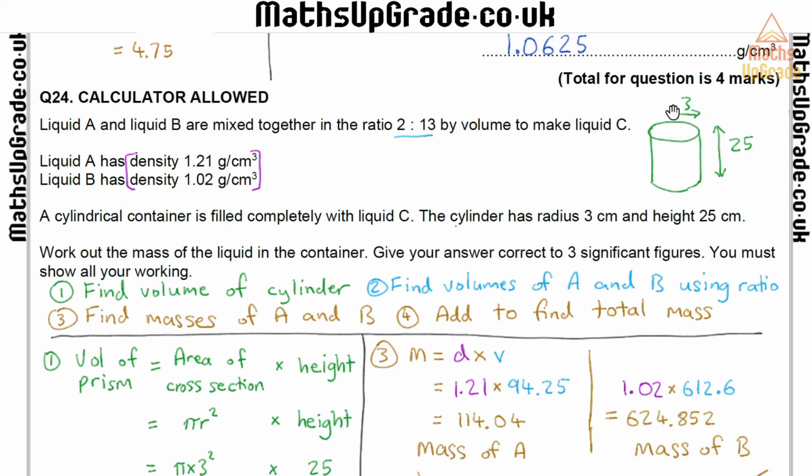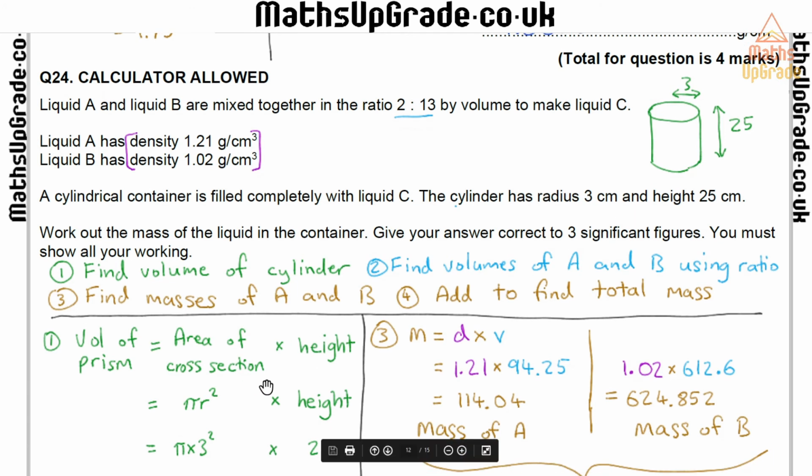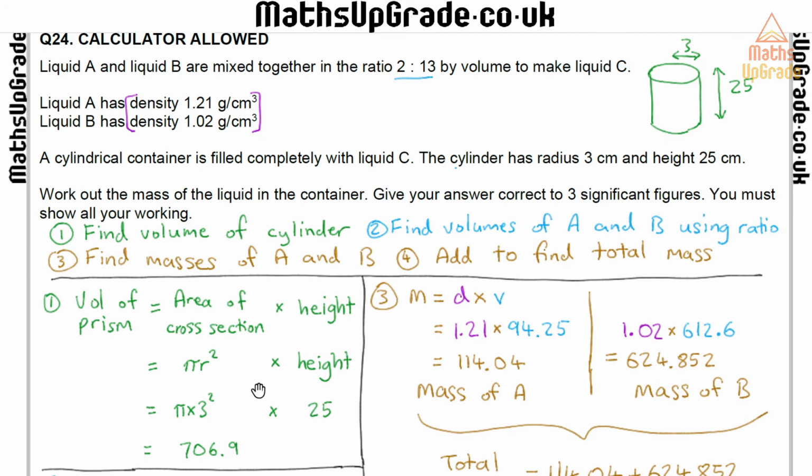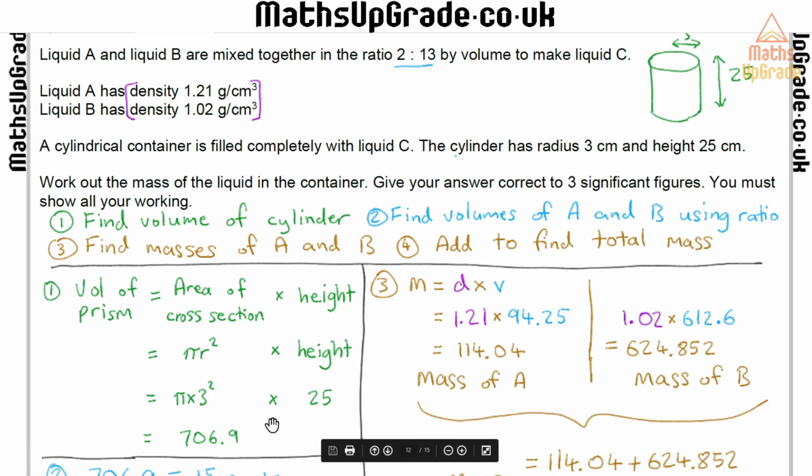Well, the volume of the cylinder is the same as the volume of a prism. It's got a constant cross-section. The cross-section is circular, so I can find the area of that cross-section and multiply it by the height to get the volume. If you're not sure on how I'm doing that, look back at the video clip on volume of 3D shapes. So the area of the cross-section is just a circle, so that's pi r squared, times by the height. The radius is 3, so pi times 3 squared, times by 25, that gives me 706.9. So that's the volume of that prism.